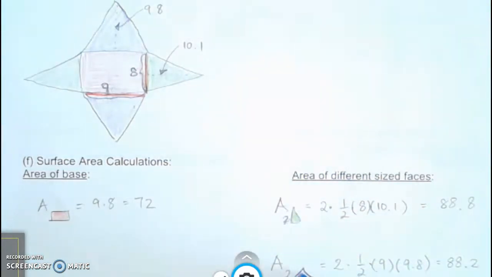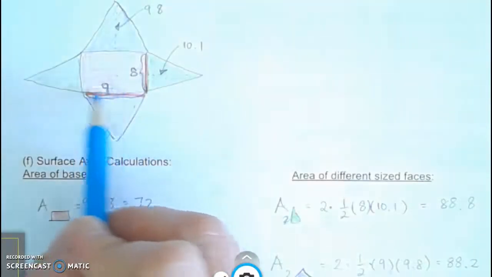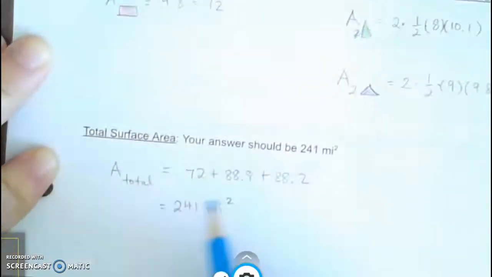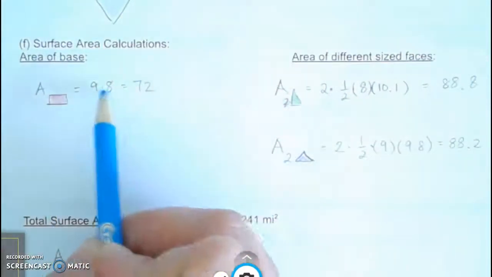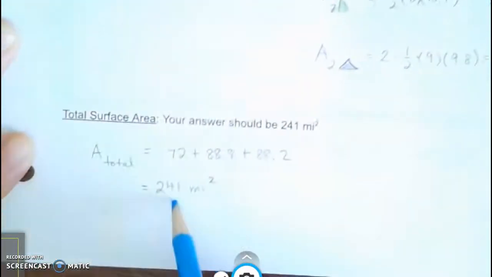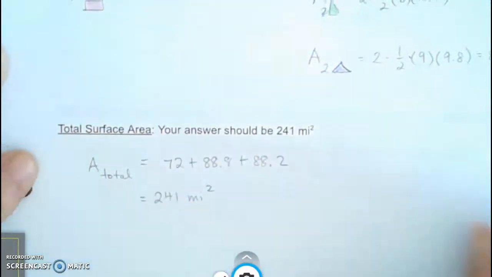What about the purple triangle? Those are the wide triangles. There's 2 of those, so it's going to be half times 9, 9 is the length, multiplied by 9.8, which is going to be 88.2. So then total surface area is going to be adding all these areas, 72, 88.8, and 88.2, and that leaves me with 241. So that's question number 1.